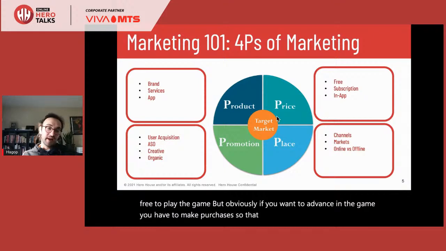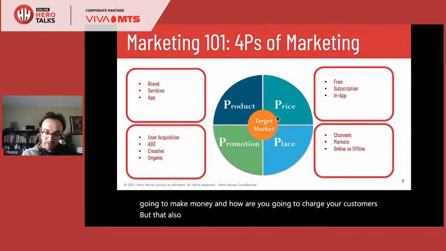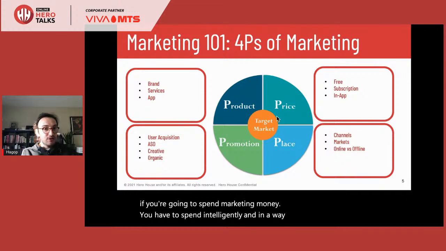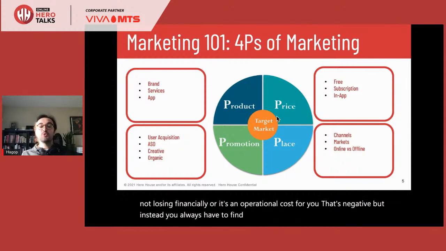So that was pricing, knowing how you are going to make money and how you are going to charge your customers. But that also means when it comes to marketing, you have to understand how you calculate your KPIs, your ROIs. At the end of the day, if you're going to spend marketing money, you have to spend intelligently and in a way where you're not losing financially, or it's an operational cost for you that's negative. Instead, you always have to find ways where it's ROI positive for your business.